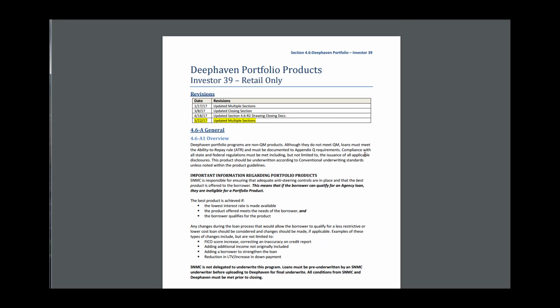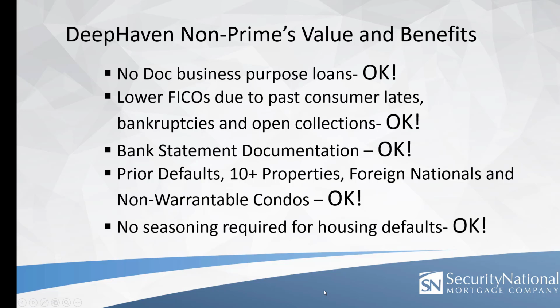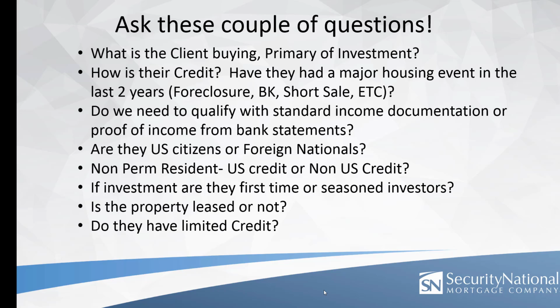Deephaven is an unusual product in that you've got to work from the outside in. But here are some of the things: no doc business purpose loans, yes. Lower FICOs to pass consumer lengths, bankruptcies, open collections, yes. Bank statement documentation, okay. Prior defaults, 10 properties plus, foreign nationals, non-warrantable, okay. No seasoning requirement for housing defaults, okay. Now each one of those may have different programs that it fits under. Not all of them are that way, but it's there.